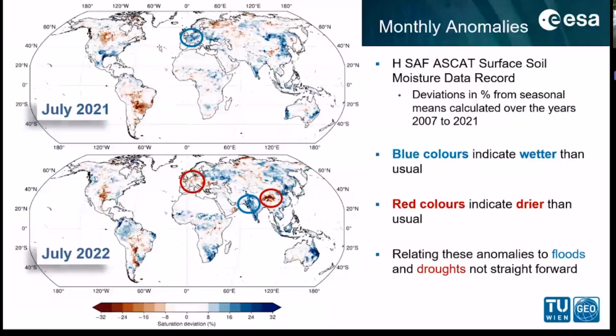Indeed, for example, in July 2021, there was a very serious flooding in Germany, in Belgium here. That was really disastrous. The next year, we basically had a drought in Europe. The same here. There was a very serious drought in China in July 2022, and extreme wet conditions leading to flooding here in India and Pakistan.